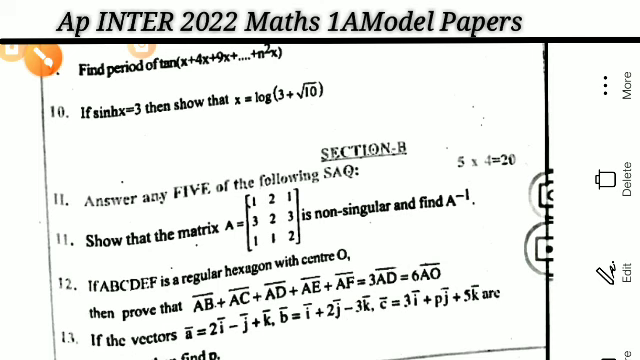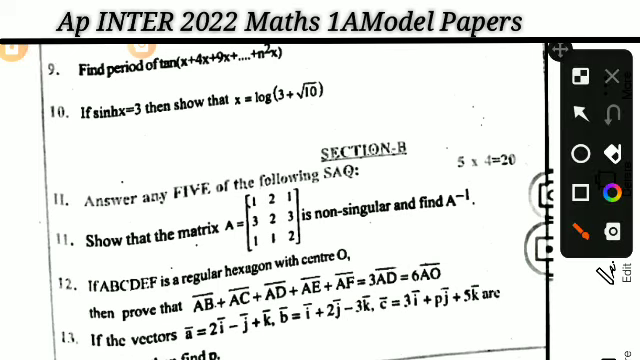Next, 12th question. If ABCDEF is a regular hexagon with center O, then show that AB bar plus AC bar plus AD bar plus AE bar plus AF bar is equal to 3AD is equal to 6AO. The most important question from the topic addition of vectors.